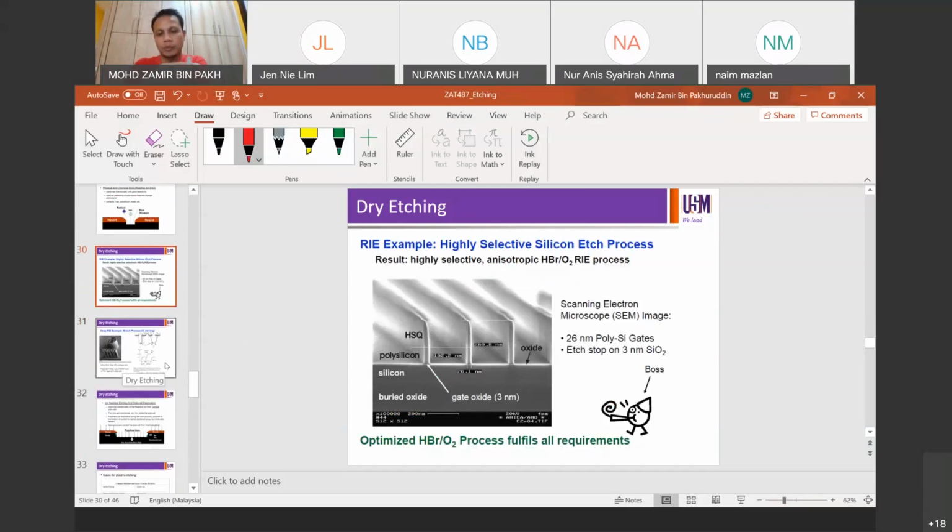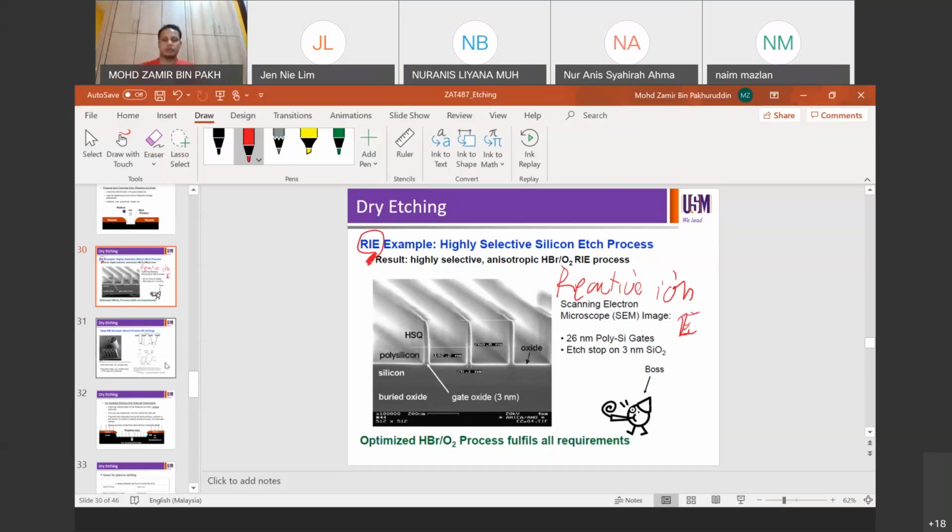Kita ada dalam non-lab, tapi sistem ni tengah down. Maybe akan up early next year. Dah dapat budget untuk repair. It's called reactive ion etching. Reactive ion. E tu for etching lah. Reactive ion etch. It's a highly selective plasma etch process.